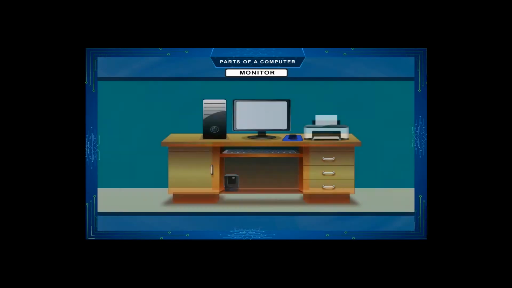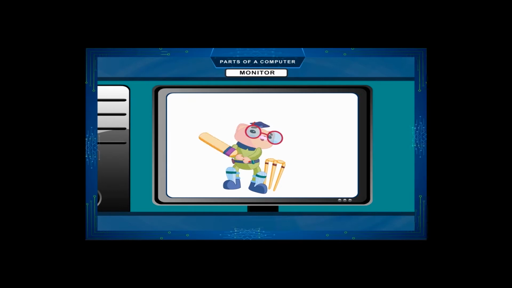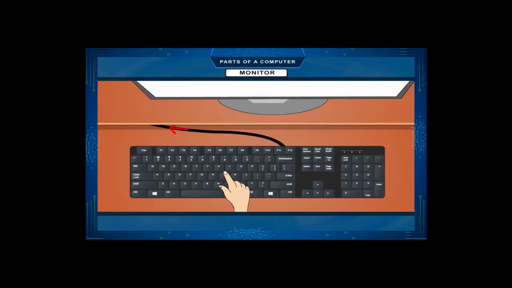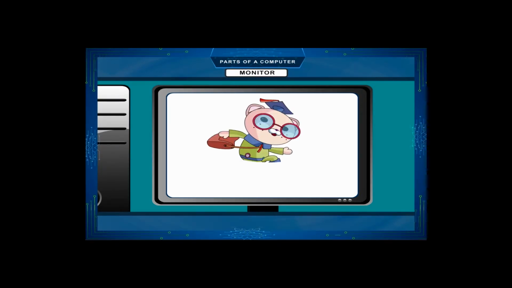Monitor. A monitor looks like a television screen. We can see cartoons, letters of the alphabet, numbers, etc. on the screen. Whatever we type through the keyboard or whatever we draw with the help of a mouse is seen on the monitor as output.